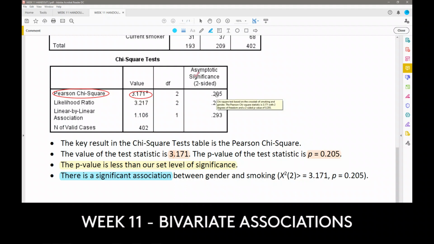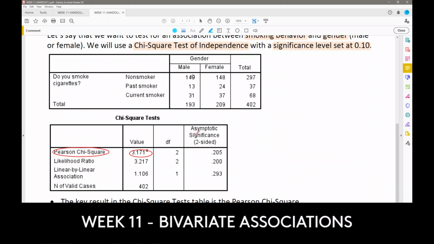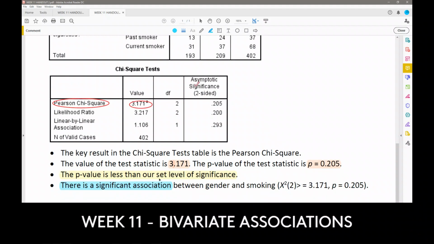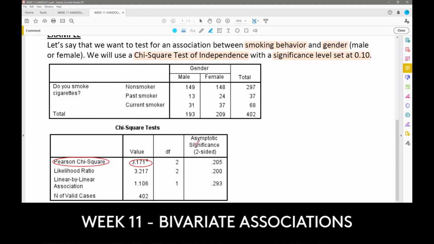So while we are looking at the breakdown of male and female and smoking habits, there is not really anything to this relationship. It's not statistically significant. It's not something that can be visualized in real life empirically. At the end of the statement, you want to include your chi-square value and then your p-value in parentheses. Again, this is saying there is no significant association between gender and smoking.